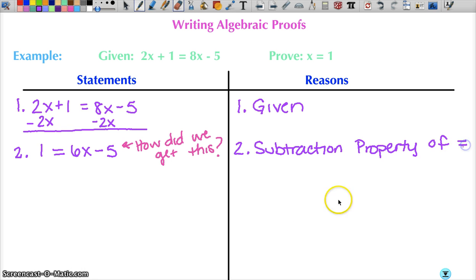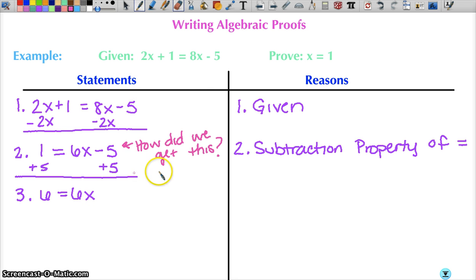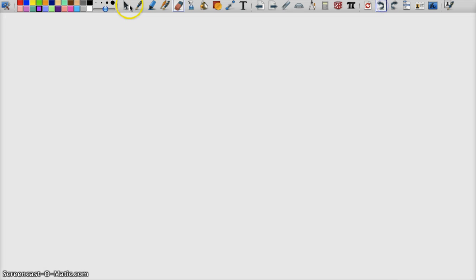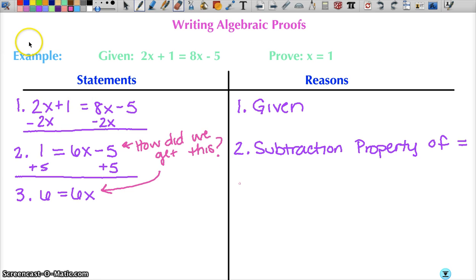Okay, so now what would your next step be? Well, we're trying to isolate the variable, so add 5 to both sides of the equation. So here's number 3 would be 6 equals 6x. So again, how did we get this? Okay, so pretending like this is not here, if all I had was step 2 and then step 3, how did we get from step 2 to step 3? And the way that we were able to do that was by adding 5 to both sides. So since we added 5, this is the addition property of equality.